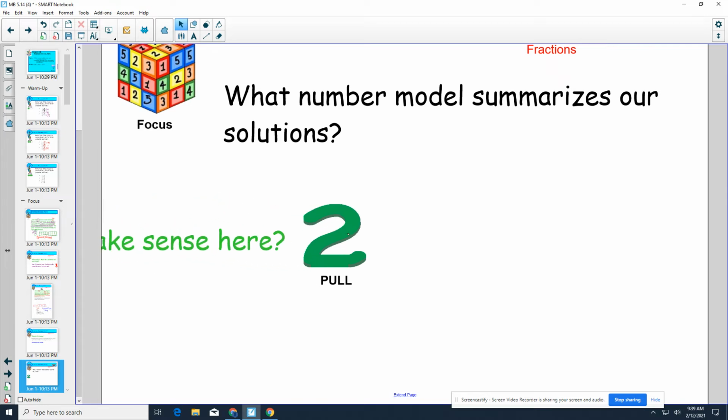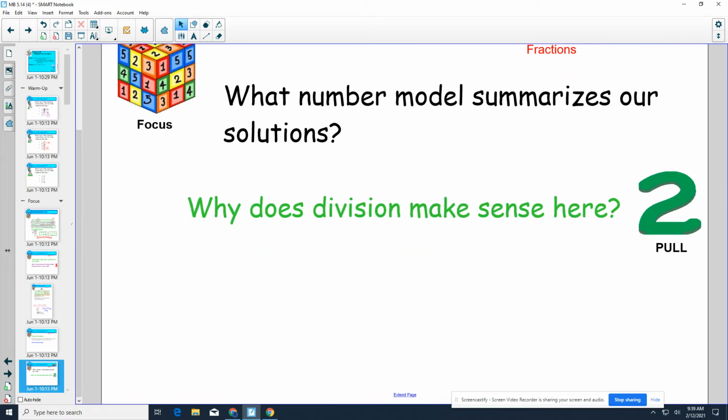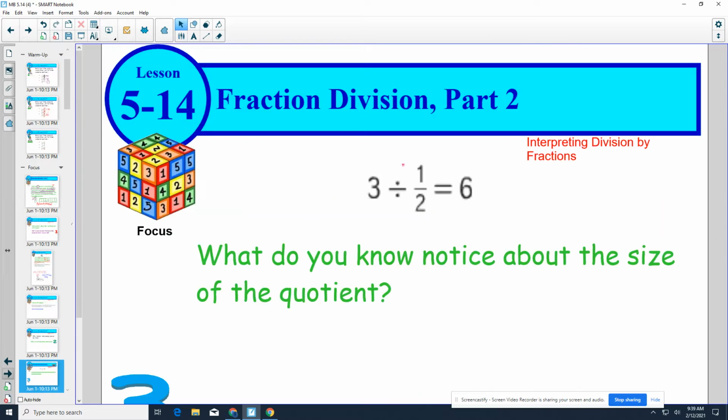What number model summarizes our solutions? So why does division make sense here? Well, think about if you were to physically take a piece of string and cut it in half, or a piece of paper. You could even try this at home. When you divide, we know we're splitting it into smaller pieces, into smaller groups. Think about in class when your teacher divides up the groups, at a table or for a math group. When you divide, you're making smaller groups.